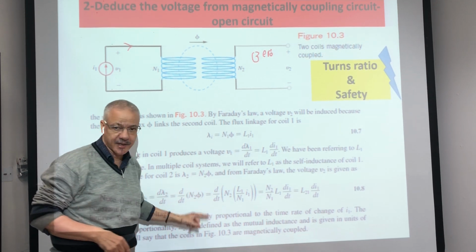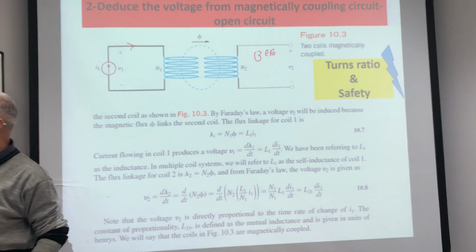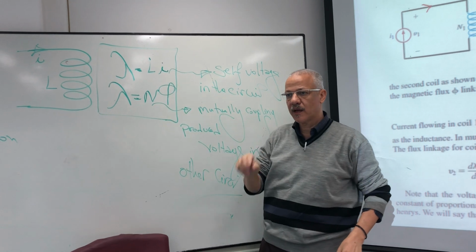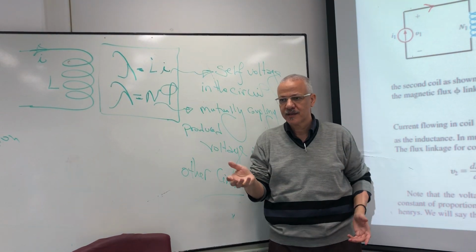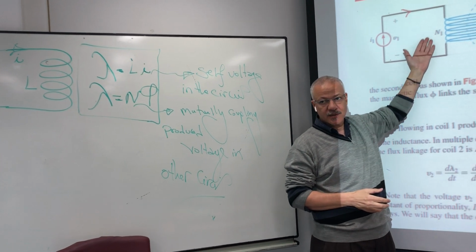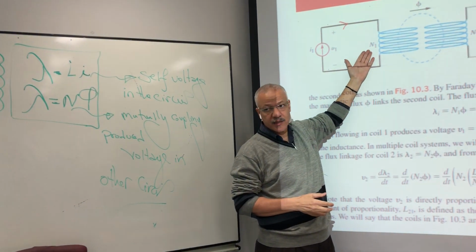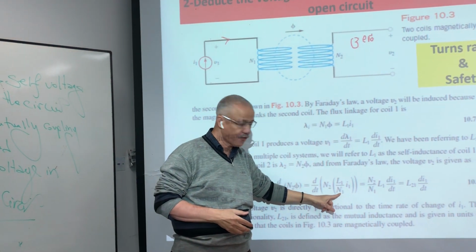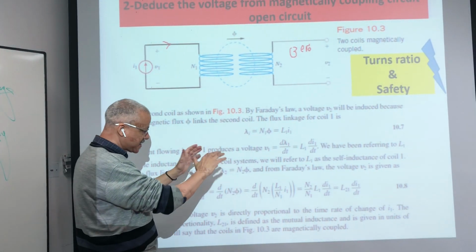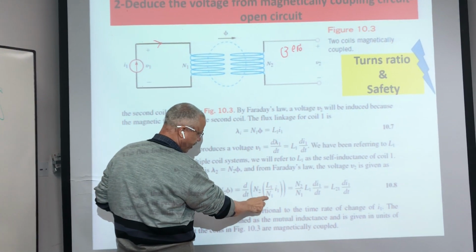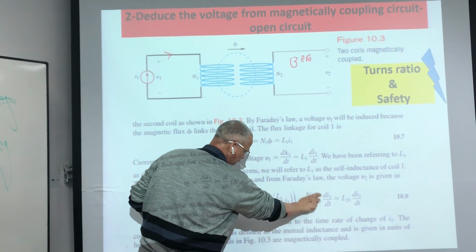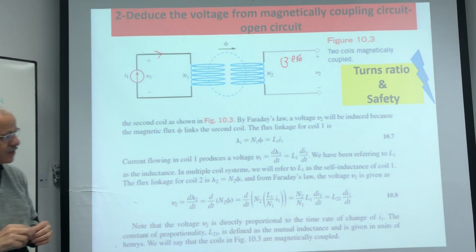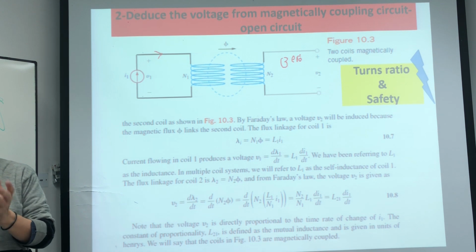So what about the phi? Look here, phi will equal Li over N. Which L? Phi comes from here, so L1, and which N? N1. So I can replace phi by L1 i1 over N1. If we take this part, N2, L1, N1, and put it as shown in this slide, we'll call this one L21. What is L21? L21 is the mutual coupling.